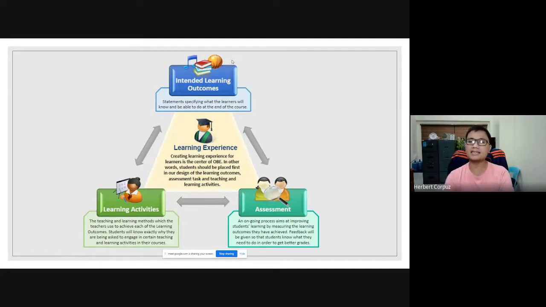But of course, they cannot just easily do that. We have to provide them learning activities, to prepare them to do the assessment task. When we say learning activities, these are the teaching and learning methods which the teachers use to achieve each of the learning outcomes. Students will know exactly why they are being asked to engage in certain teaching and learning activities in their courses.